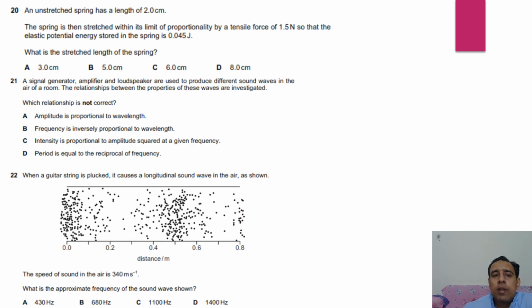In this question number 20, an unstressed spring has this length. Unstretched means it is the original length of the spring. It is like this.